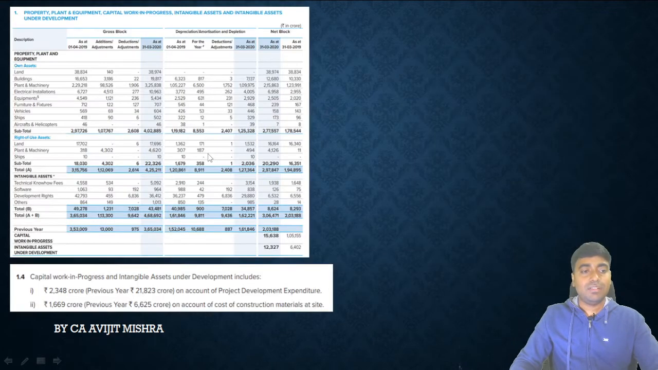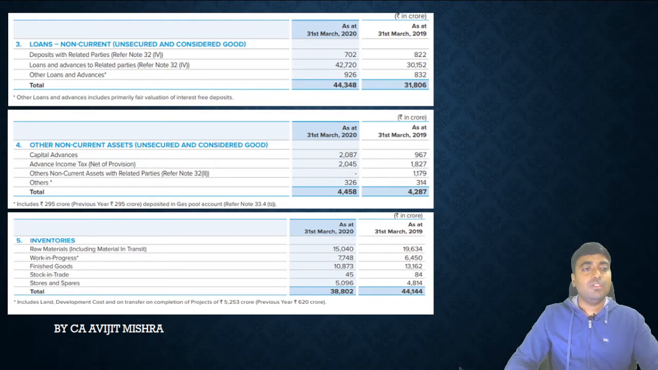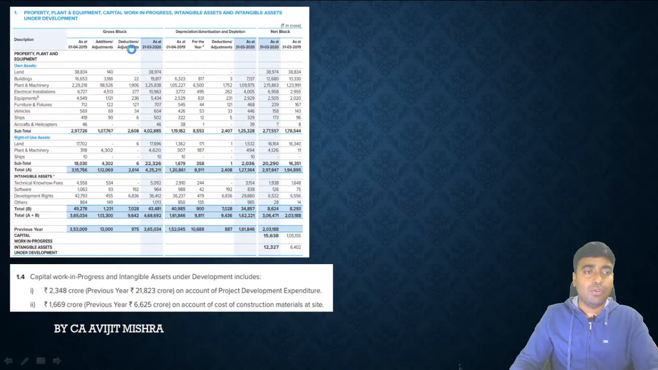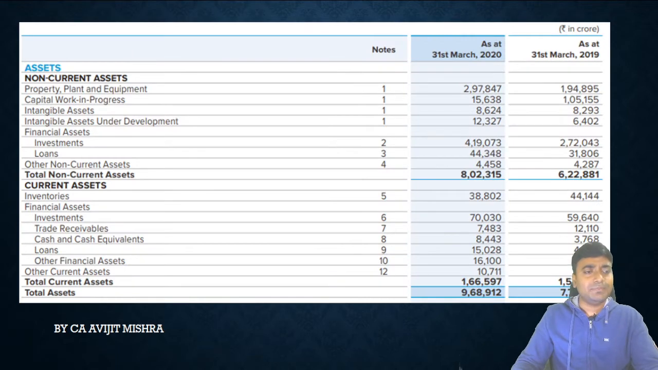So let's understand what is the meaning of investment and what is the meaning of loan. Investment is basically, take the example, Reliance has invested some amount of money in one of its subsidiaries, or in a bond or debenture which is payable after 10 years. That will come here. In the same manner, a loan is when Reliance has given some amount of loan to any third party; that will also come here as a loan.